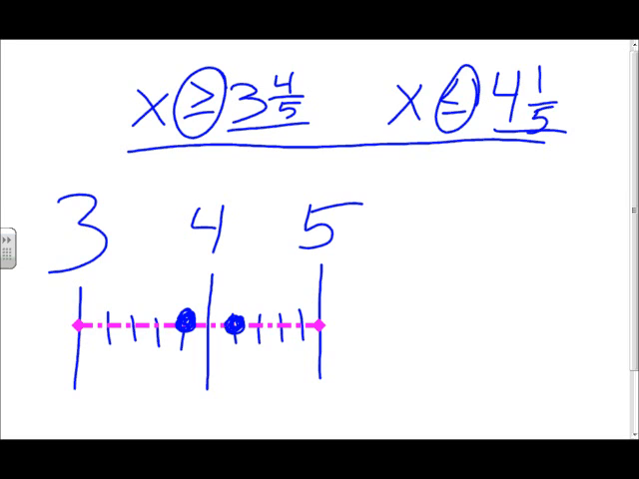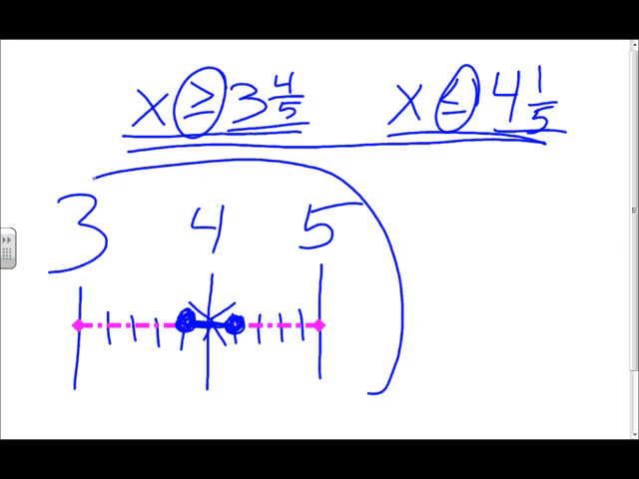Then, since here x is greater than 3 4/5, since x is greater than, the arrow goes this way. And since 4 and 1/5 is also, and since x is less than 4 and 1/5 here, the arrow goes the opposite way. So this would be how you would graph it right here. And that's it for the 6.4 lesson of the SATs.